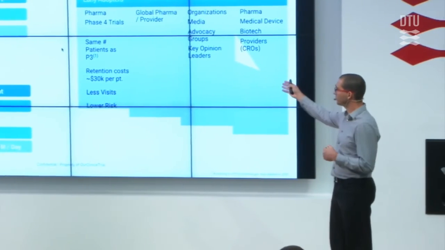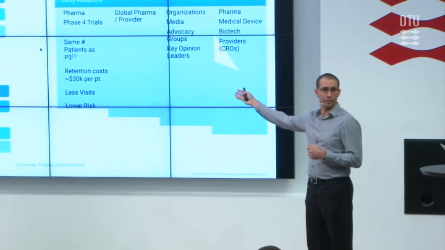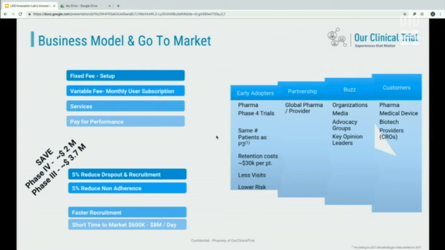Now, from early adopters, we picked phase 4 after a lot of consideration. Phase 4: hundreds of patients for a long time, seeing their physician twice a year, three times a year. So our product has very much value in this area.